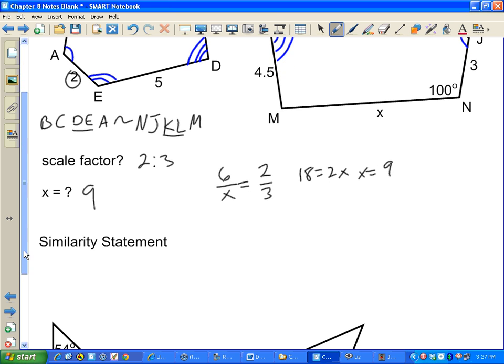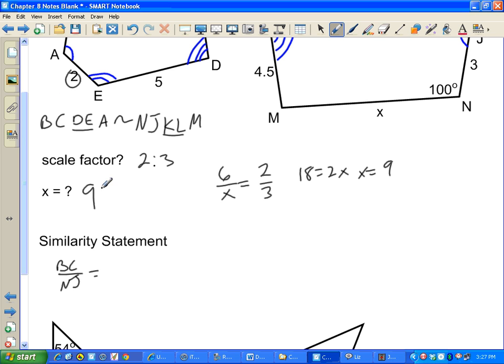What is the similarity statement? I can get my similarity statement just from here. BC over NJ equals CD would be the next side over JK, BE over KL, EA over LM, and then don't forget to loop back around, so AB over MN. That'd be your similarity statement.